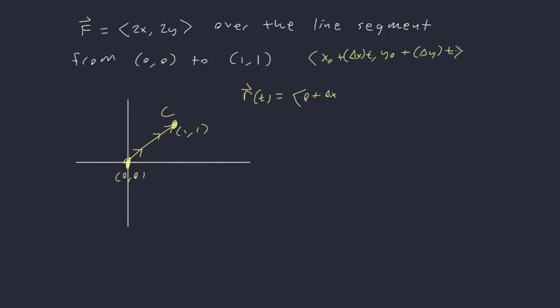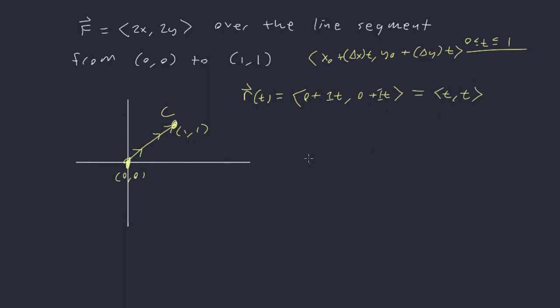We always set this up so that t is going between 0 and 1, and this is what I was talking about when we went over that lesson, this is why, because we want the simplest limits for integration that we can possibly get. So this will be 0 plus 1 times t, and then 0 plus 1 times t. So it's basically just t, comma t.